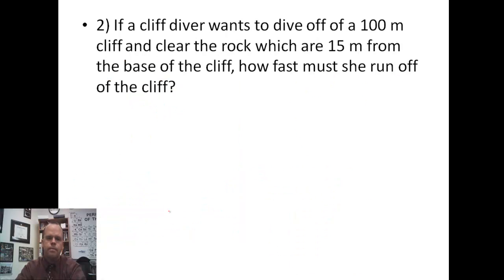The key to these problems, as you see, is you must separate horizontal motion from vertical motion. And you must remember that the vertical acceleration is 9.81 down, the horizontal is always 0. So let's look at another problem. Cliff diver wants to dive off a 100-meter cliff, clear rocks that are 15 meters from the base of the cliff. How fast must she run off the cliff?